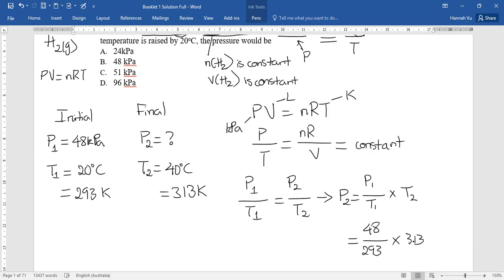Whoa, what's happening? Syntax error. That's not good. I got 51.28 kilopascal. Now that will be the unit for the pressure because that is the initial unit of P1, and since the unit of temperature will cancel out, you get kilopascal left.